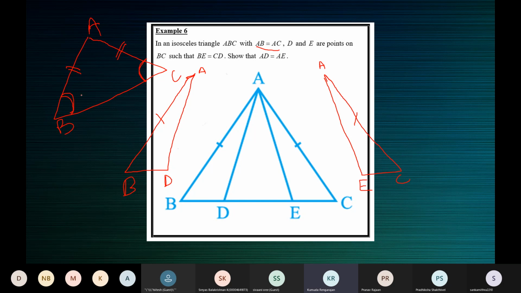So when these two sides are equal, these two angles are equal. Now, where are those two angles? This angle is equal to this angle. When you're using that property, you should ignore these lines that go in the middle.